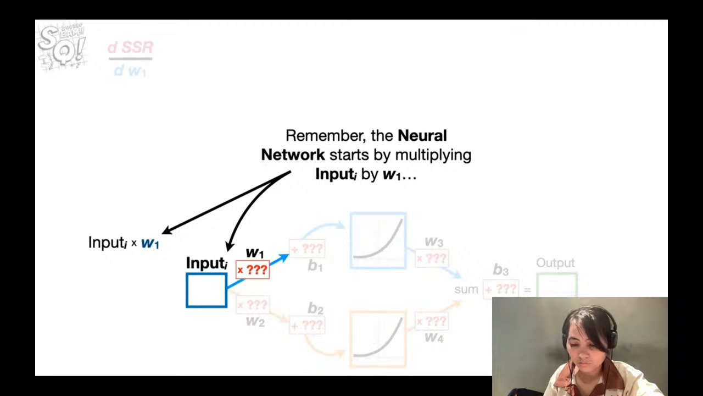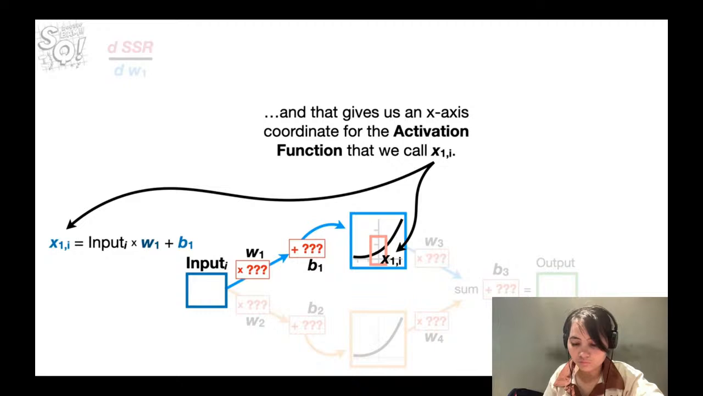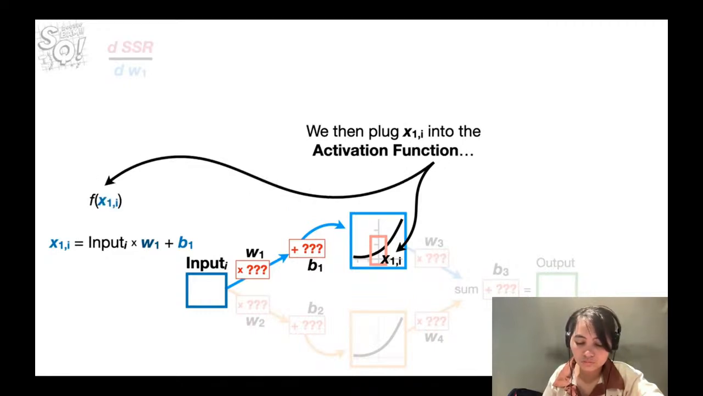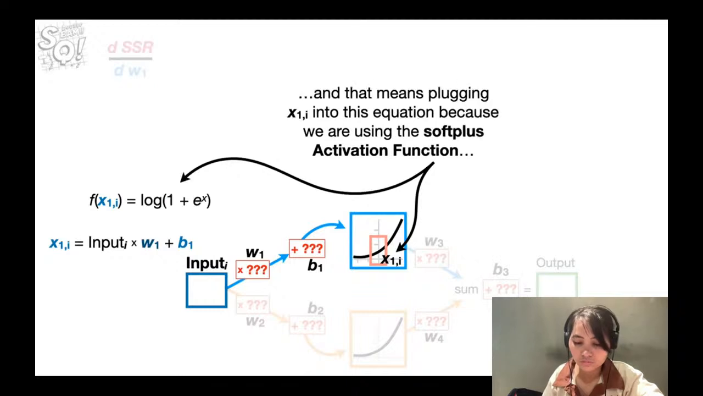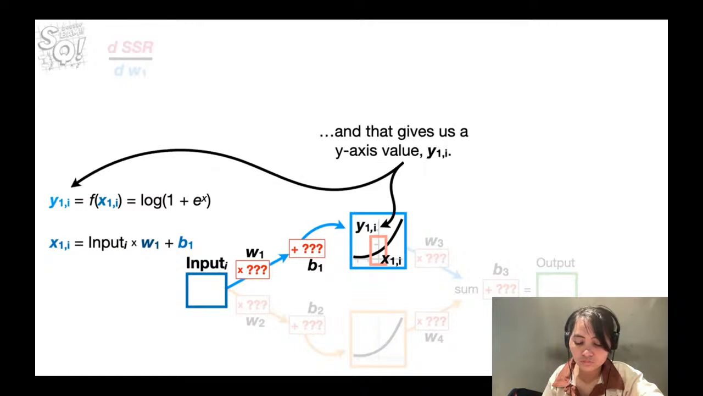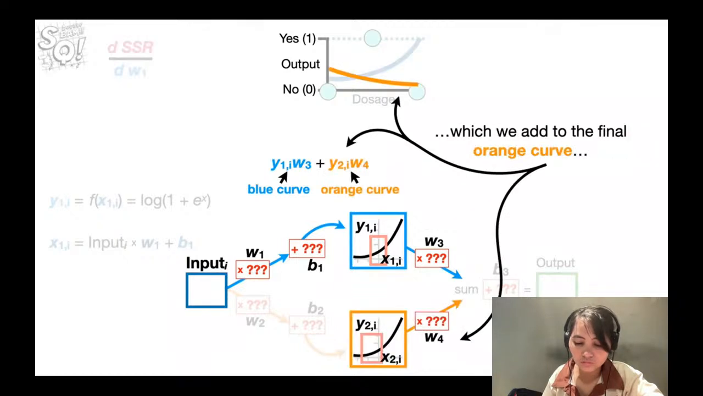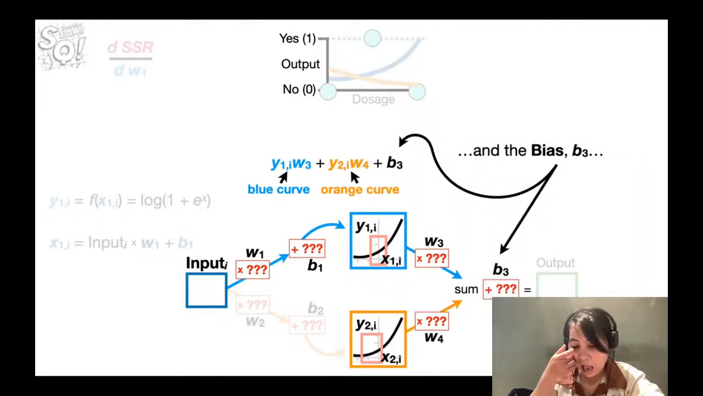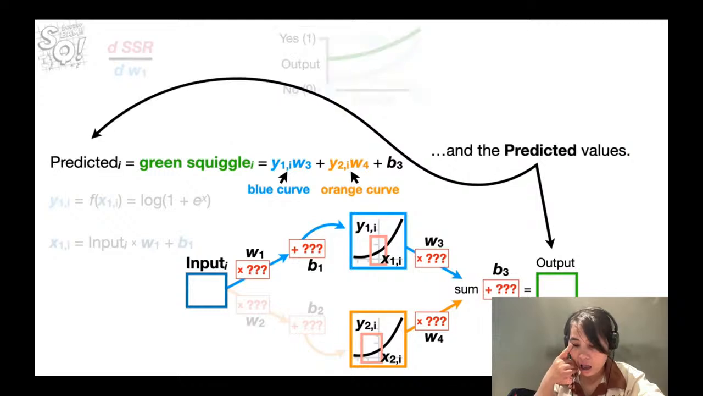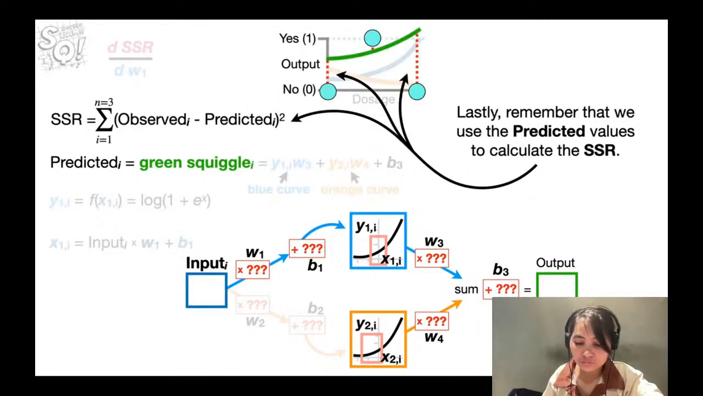Remember, the neural network starts by multiplying input sub I by w sub 1. Then it adds the bias b sub 1, and that gives us an x-axis coordinate for the activation function that we call x sub 1 comma I. We then plug x sub 1 comma I into the activation function, and that means plugging x sub 1 comma I into this equation because we are using the soft plus activation function. And that gives us a y-axis value of y sub 1 comma I. And remember, y sub 1 comma I times w sub 3 gives us the final blue curve, which we add to the final orange curve, and the bias b sub 3, to get the green squiggle and the predicted values. Lastly, remember that we use the predicted values to calculate the sum of the squared residuals.